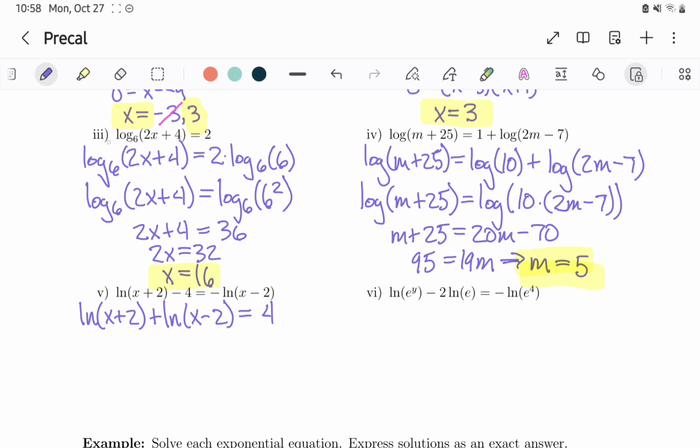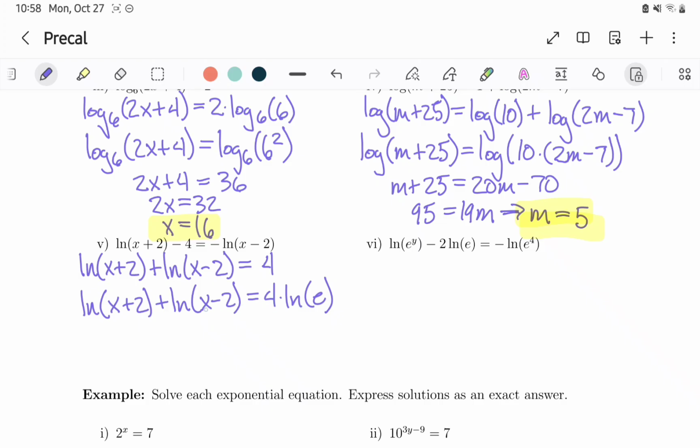And then again, like in example 3, what we can do is say, okay, 4 is the same as 4 times 1, and 1, by the way, is the same as natural log of e. Again, base of natural log is going to be e. So it's like we have ln of x plus 2 plus ln of x minus 2 equals 4 times ln of e. Okay, and then from here we can use the product property on the left-hand side and the power property on the right-hand side to say that this is the same as ln of x plus 2 times x minus 2, and then is equal to ln of e to the 4.